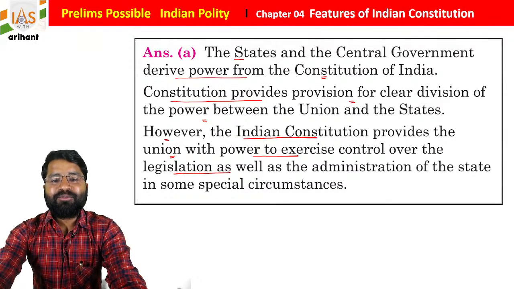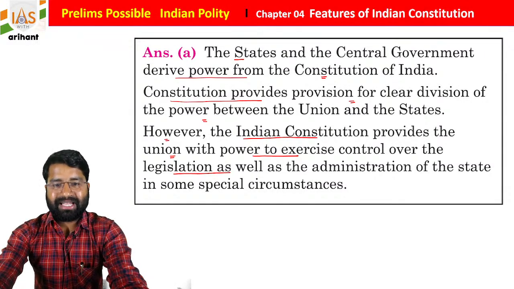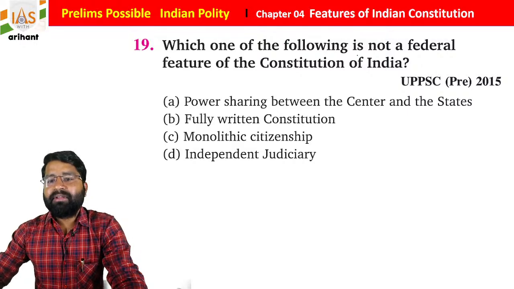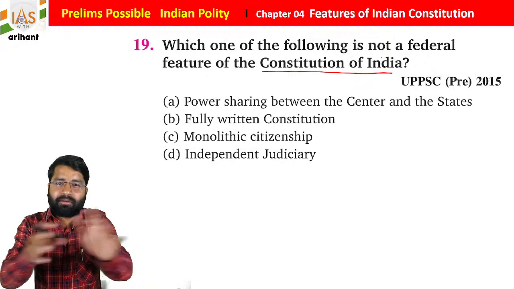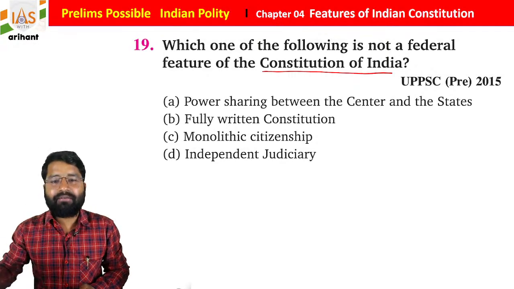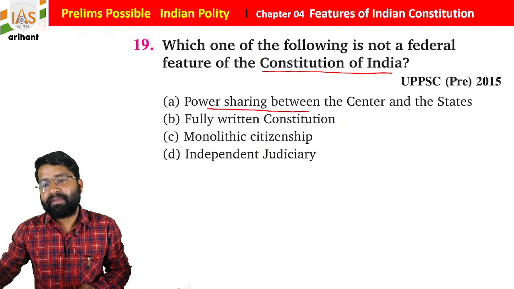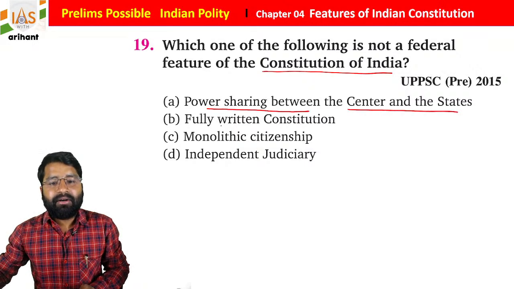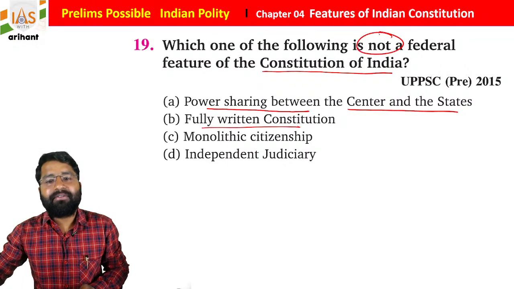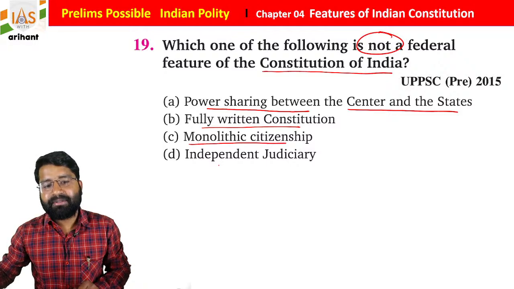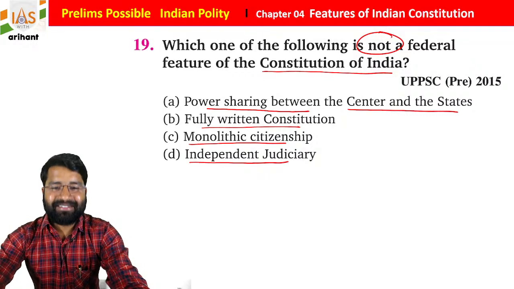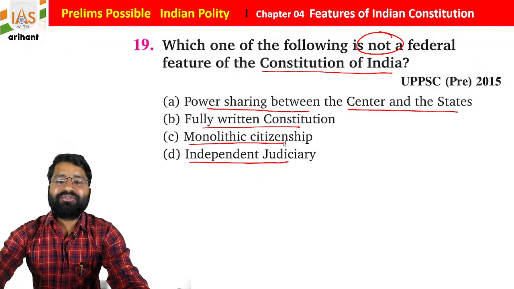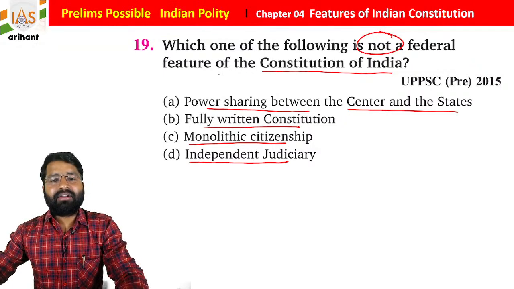Now let's move further to another question, that is question number 19. Which one of the following is not a federal feature of the Constitution of India? So we discussed a lot about the federal features. Once again, you have to choose from: power sharing between center and state, fully written constitution, monolithic citizenship, and independent judiciary. Monolithic citizenship here is basically single citizenship. So you have to choose the one that is not a federal feature.